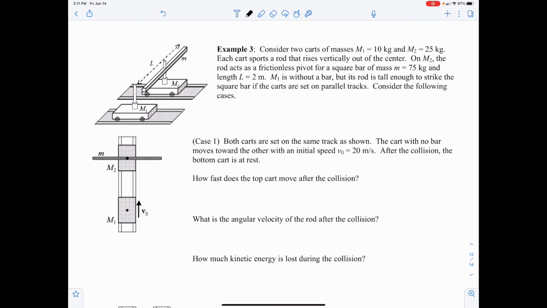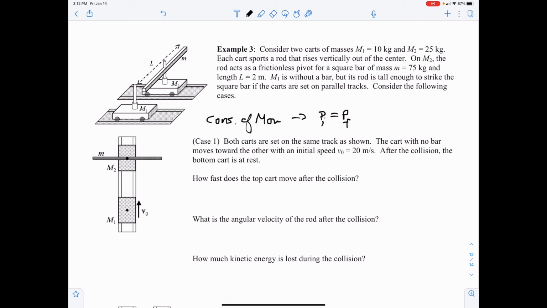Consider the following cases. In case 1, both carts are set on the same track as shown. The cart with no bar is moving toward the other with a speed of 20 meters per second. After the collision, the bottom cart is at rest. This is a conservation of momentum problem, in that the momentum before the collision, P initial, equals the momentum after the collision, P final.